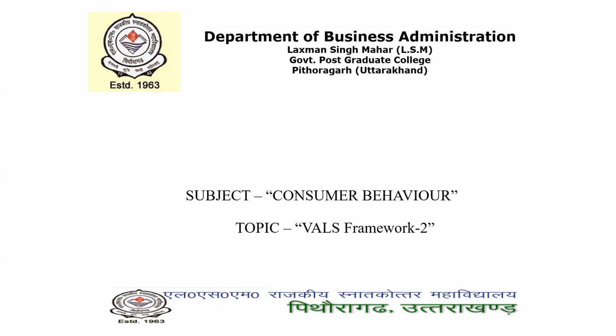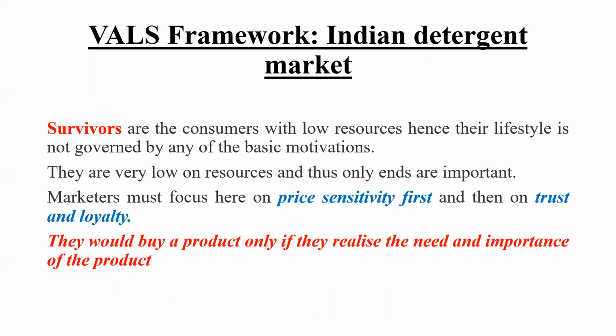So basically, on the basis of motivation and the resources, the VALS framework categorized the US population aged 18 or greater into 8 subgroups. We will be understanding how the Indian detergent market used the VALS framework and how it worked to target the consumer market. So we will start with survivors.